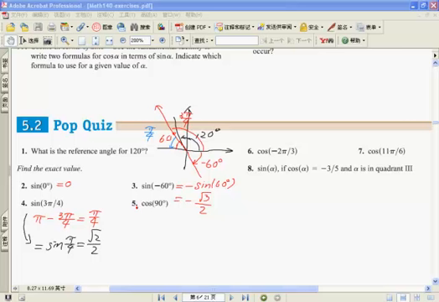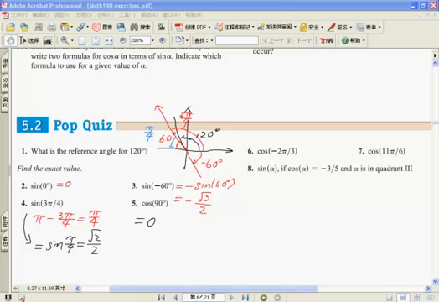Now let's look at number 5, cosine of 90 degrees. 90 degrees is a quadrantal angle. Its terminal side is on the positive y-axis, and on the y-axis the x-coordinate is 0. So cosine of 90 degrees is equal to 0.